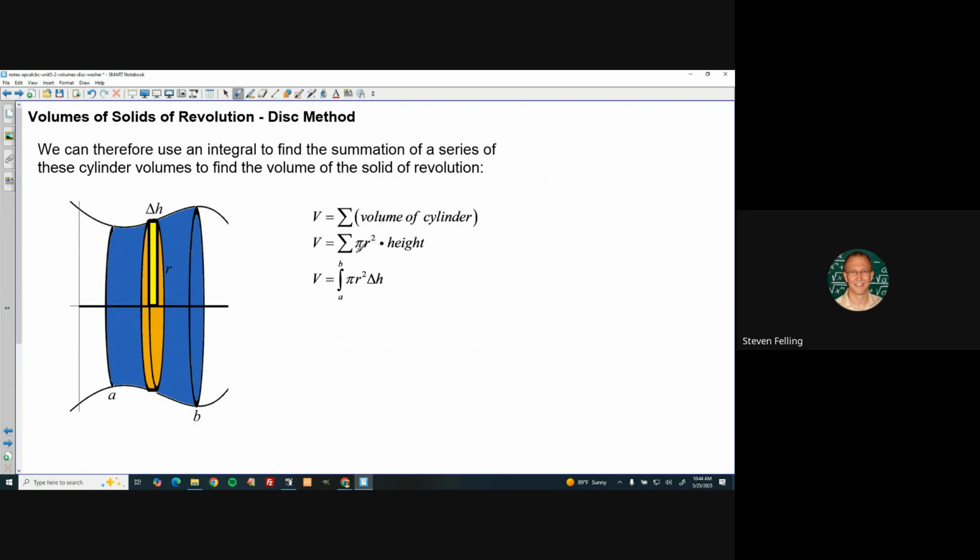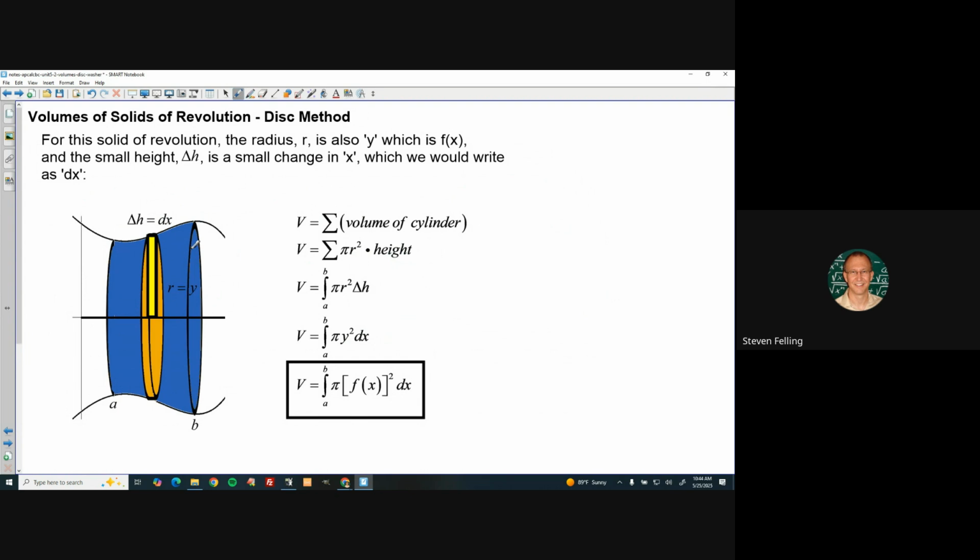But each of these is pi r squared times the little height. That height is a little change. And so this is going to become, from a to b, pi r squared, and then this is going to be a dx, or in some cases that might be a dy, and it will change along one of the axes. All right.